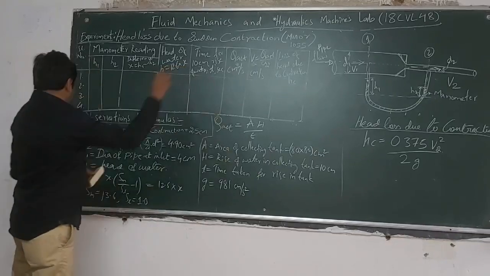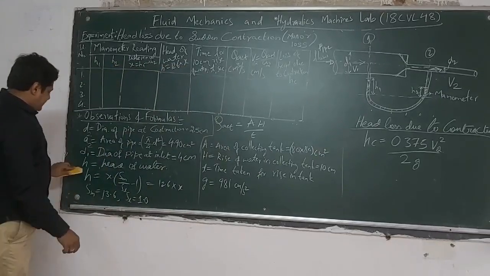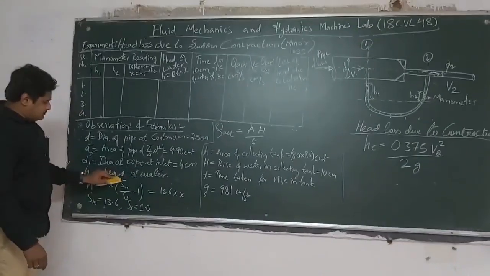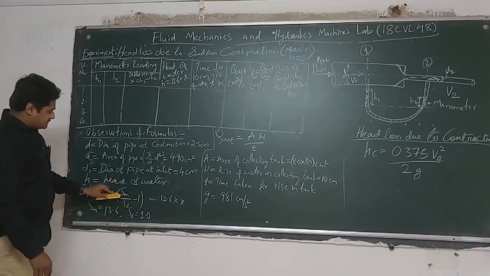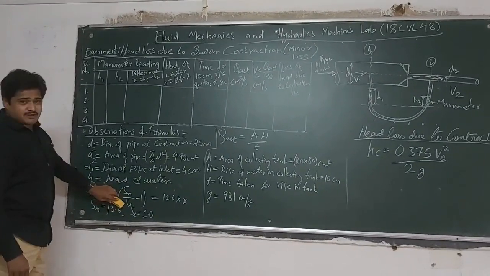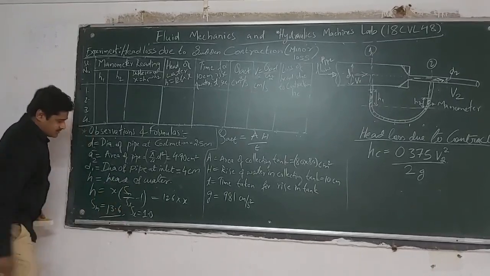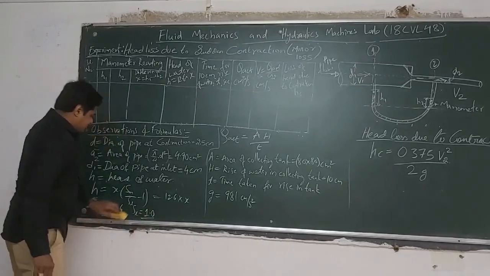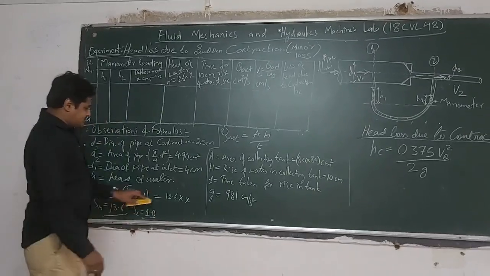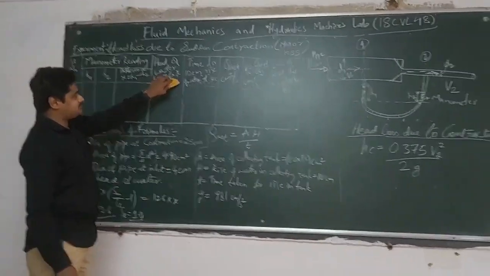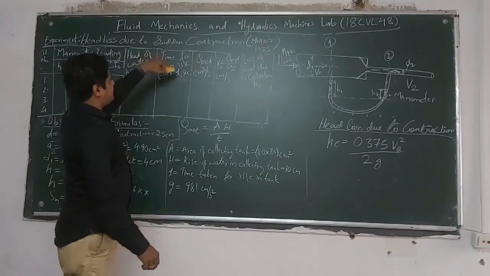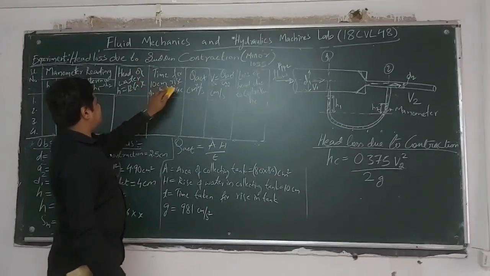That is, we have a standard formula for H, that is equal to X into Sm by Sl minus 1. This is nothing but the specific gravity of mercury and this is the specific gravity of liquid, water, and we have standard values for that. For Sm we have 13.6 and for the liquid we have 1. After substituting the values, we will get H is equal to 12.6 into X. And next we will find out the time for 10 cm rise of water.